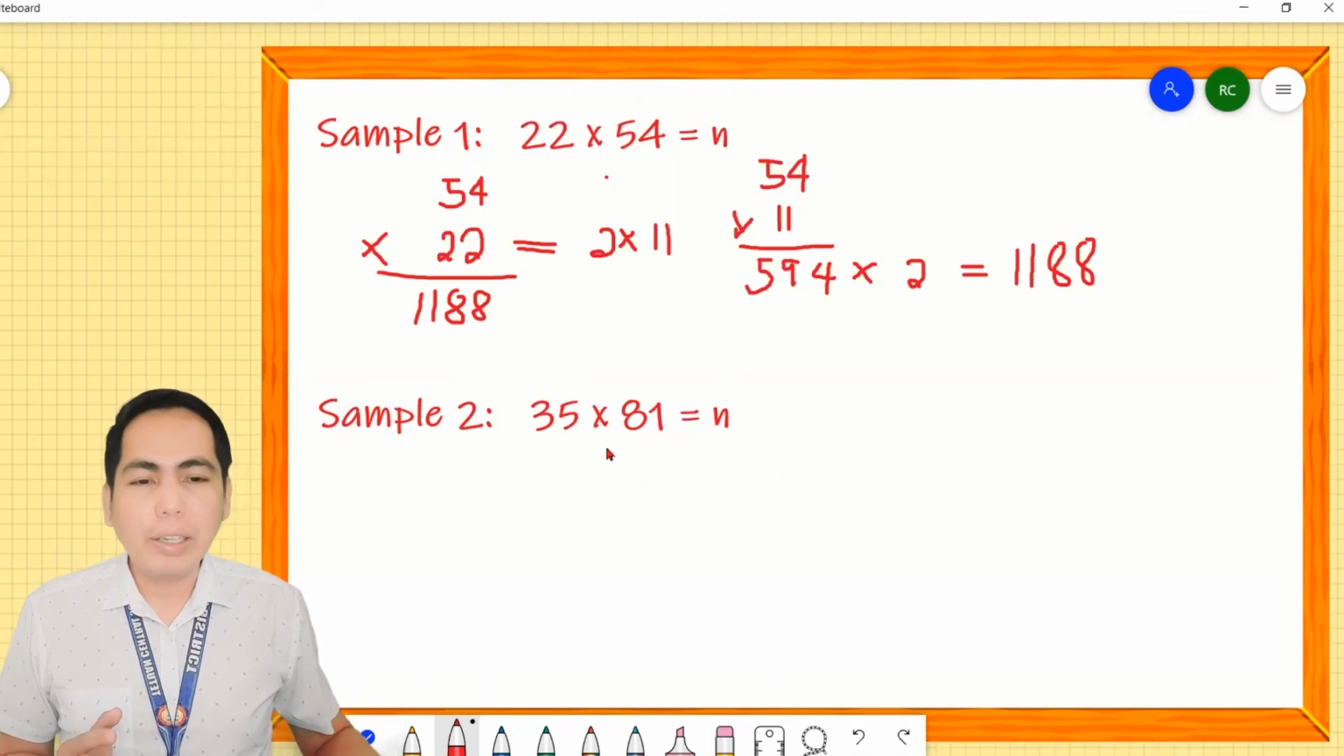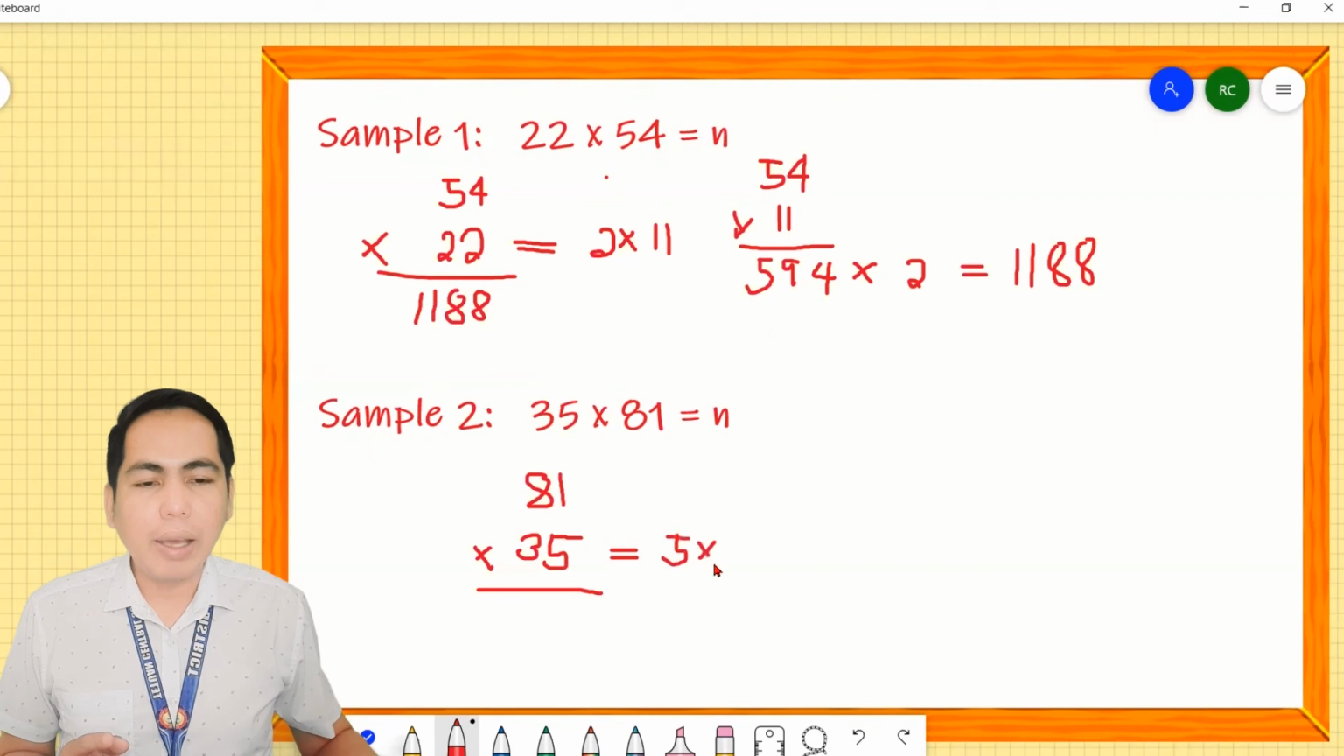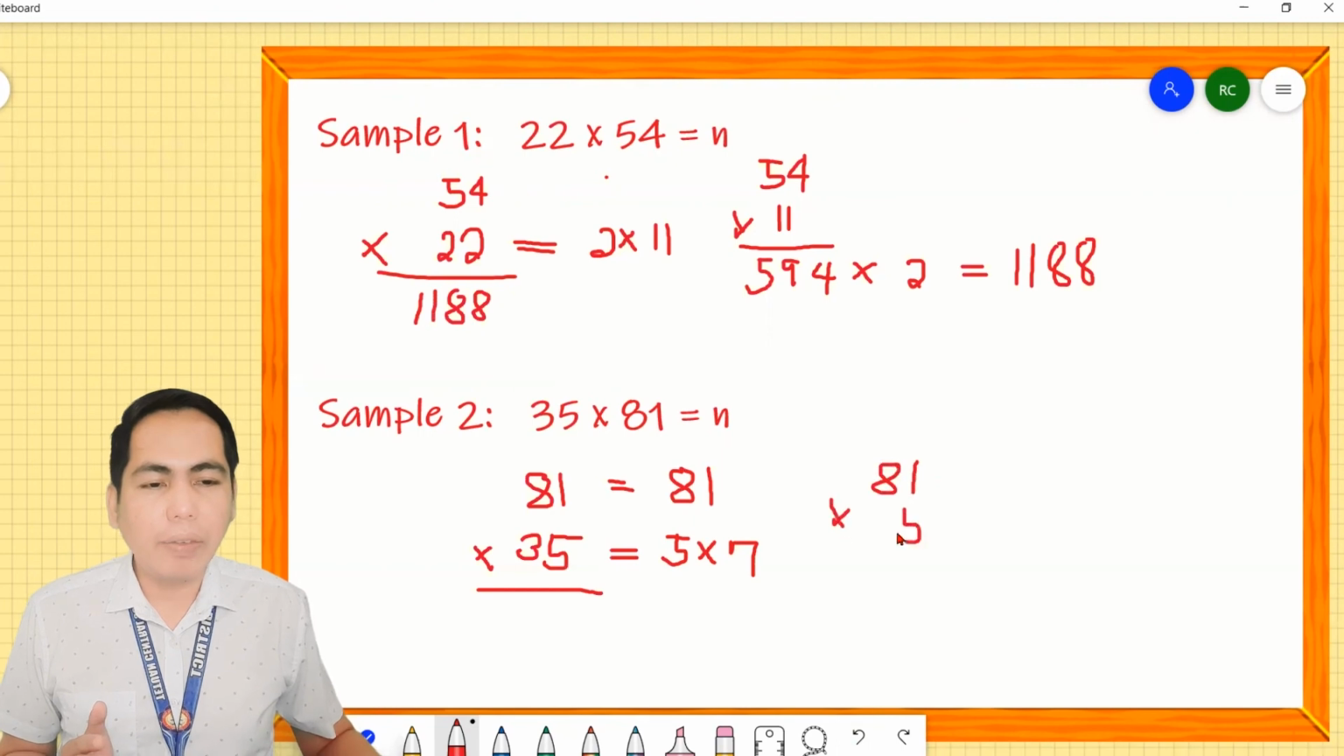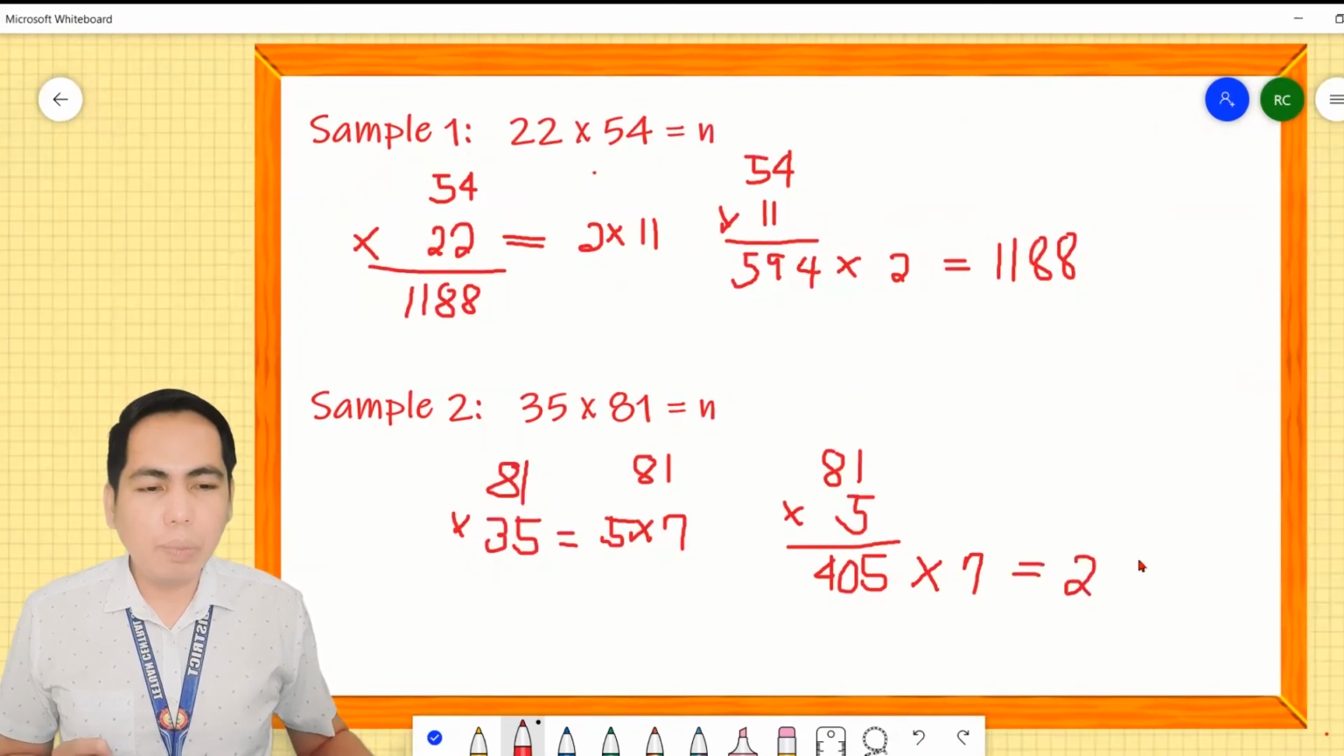Let's proceed to number 2. We have here 35 times 81. Either we can factor out the 81 or we can factor out the 35. If we are going to factor out the 35, it is equivalent to 5 times 7. So we can start multiplying first 81 times 5 to give us 405, and then times the second factor, which is 7, to give us a product of 2,835. So in other words, 35 times 81 will give us 2,835.